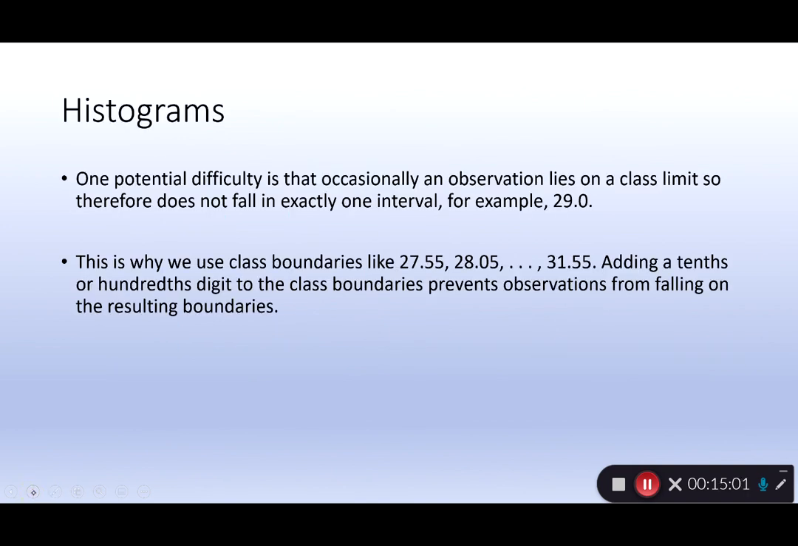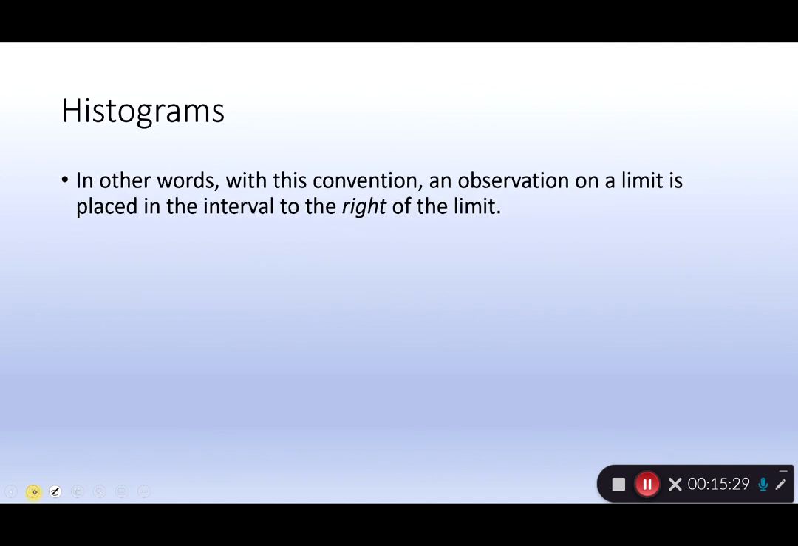So one potential difficulty is that an observation lies on a class limit, and that's why you would use the boundary. The boundary is not going to be one of your data values, right? It's made afterwards. So you cannot have a data value lie on a boundary. All right. So by either adding tenths, or if you had tenths in your data, you could go to hundredths. All right. So that takes that out of the equation.